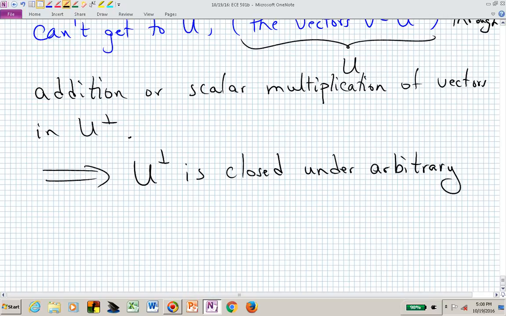Under arbitrary linear combinations. You give me a vector in U perp and another vector, and I linearly combine those, they're going to stay in U perp because they initially start out as orthogonal to the subset U.